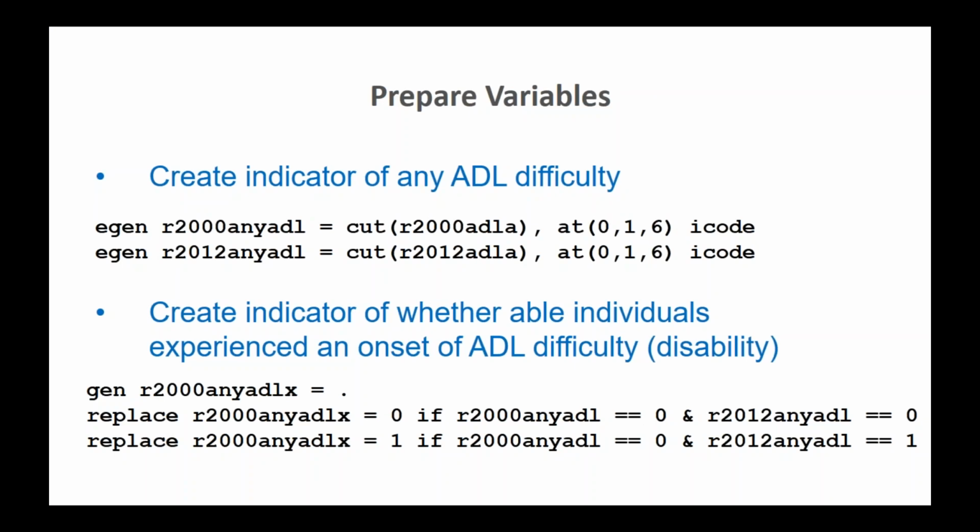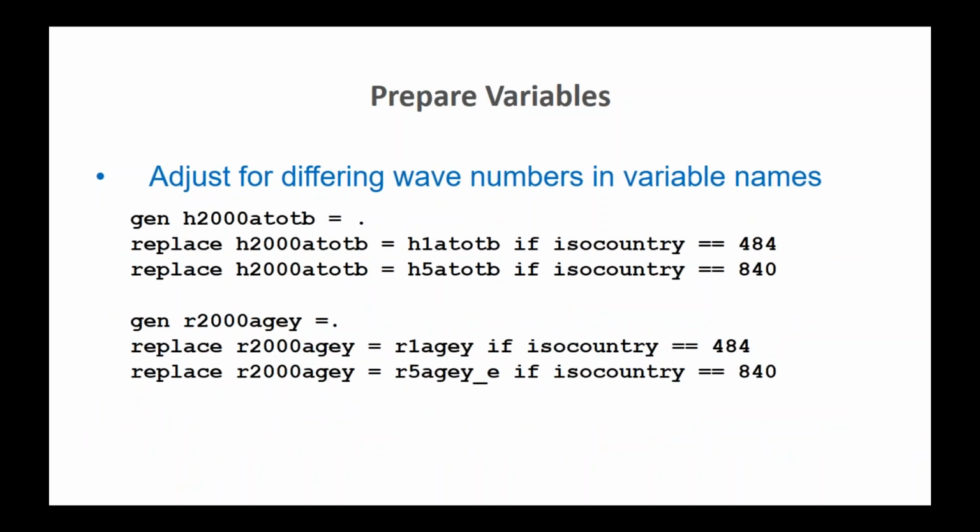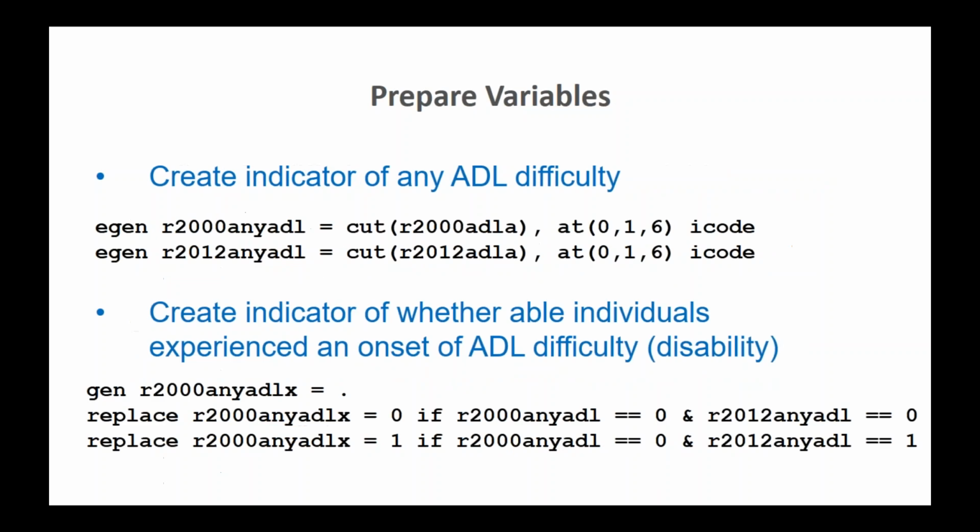So we're going to do this with this command in Stata called egen. Gen in Stata is how you create any variable. Of course, you saw gen here on the last page. Gen just means generate or create a variable. And we're going to use this egen, which is an enhanced generation, and it allows you to do a few extra things. So for instance, we're going to create a variable called r2000 any ADL. And we're going to cut the variable r2000 ADLA. That's the variable we created earlier.